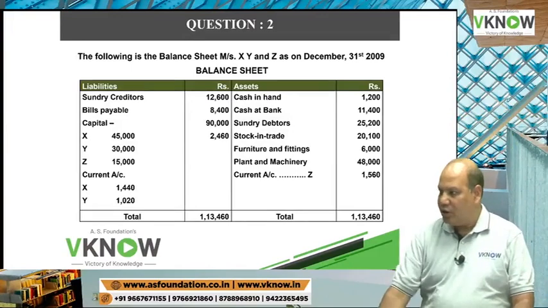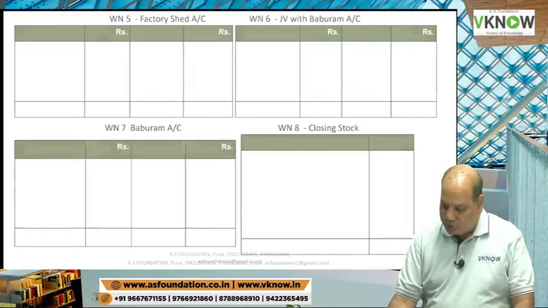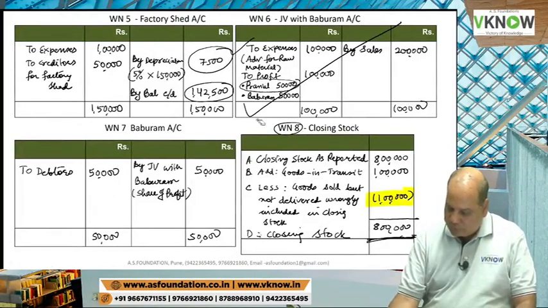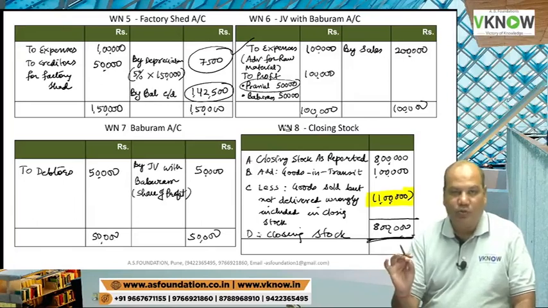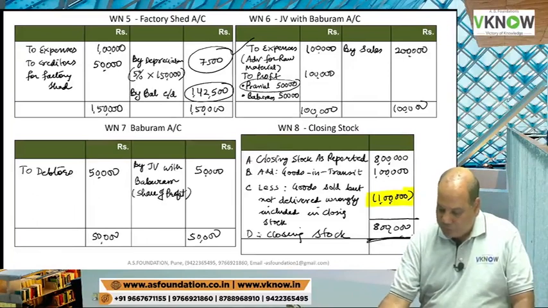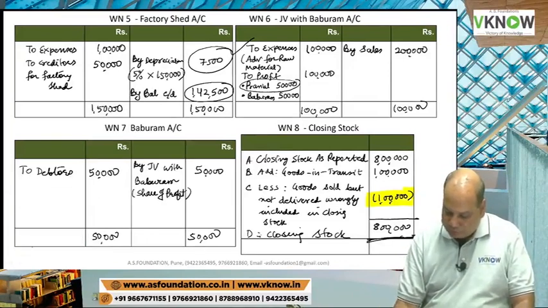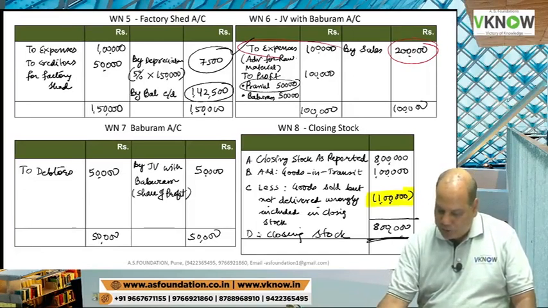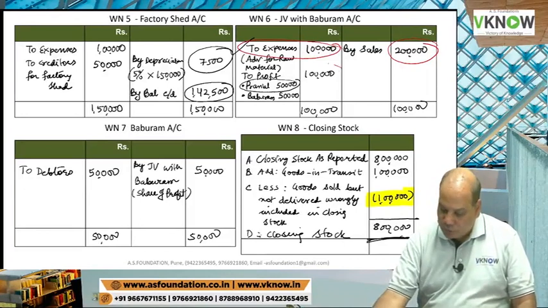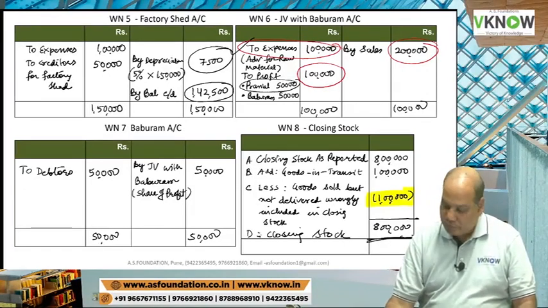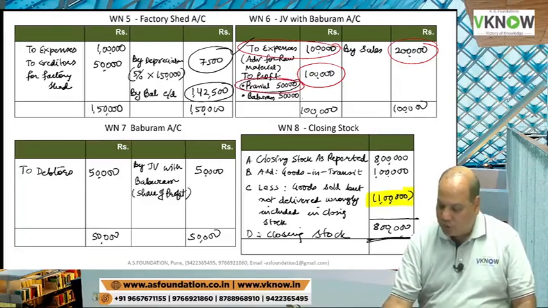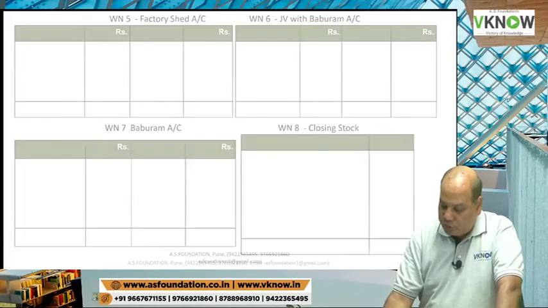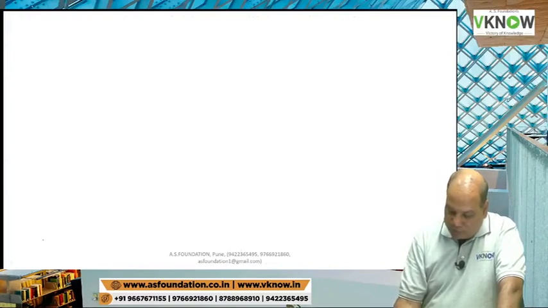One query, can you explain the entry for profit of joint venture? Very easy. On the screen, working note number 6. Two partners were there, Pranlal and Babu Ram. Sales of the joint venture is 2 lakh, and expense of the joint venture is 1 lakh. Total profit is 1 lakh. 50,000 belongs to Pranlal, 50,000 to the other venturer whose name is Babu Ram. So they have passed these entries.